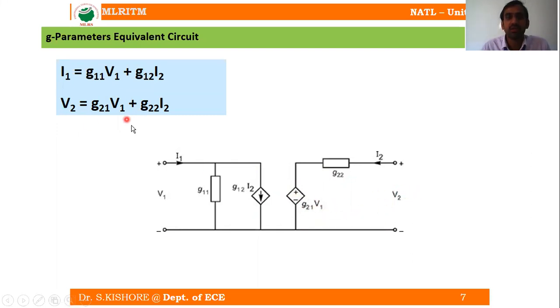So V2 is equal to G22 into I2. This G22 into I2 is going to be represented using the impedance parameter, because G22 is nothing but V2 by I2, into I2. So obviously we are going to have the voltage over here. That is the reason why I have represented this with a resistive element, a resistive parameter. So G22 into I2 plus G21 into V1. This is how we are going to obtain the equivalent circuit from the G parameter equation.